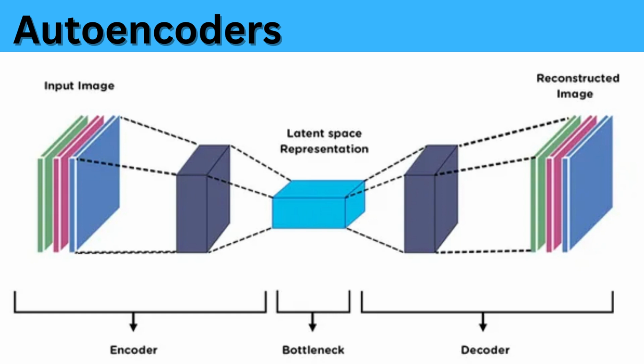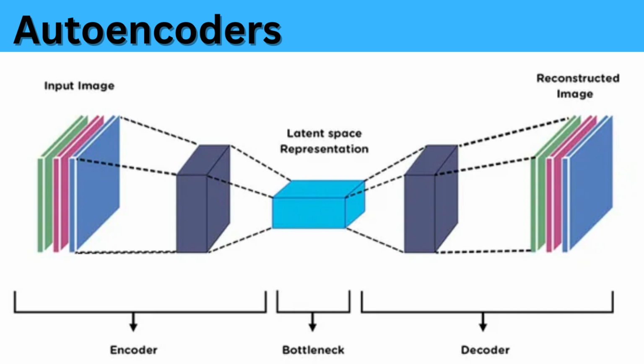The encoder compresses the input into a lower dimensional representation, and the decoder attempts to reconstruct the original input from this compressed representation. The goal is to minimize the difference between the input and the reconstructed output, which is typically measured using a loss function like mean squared error.